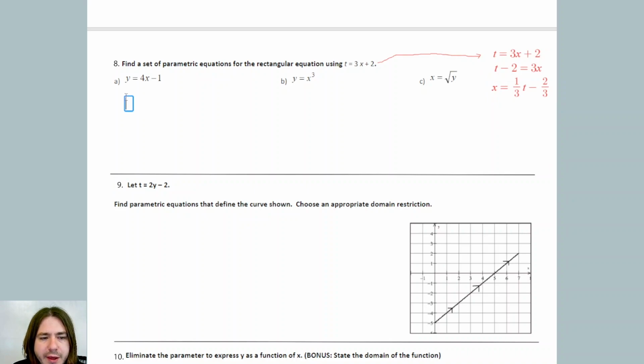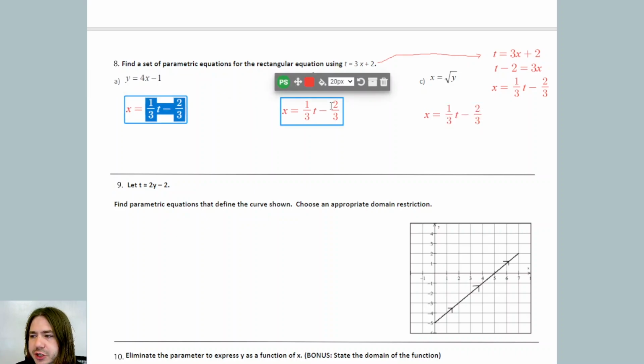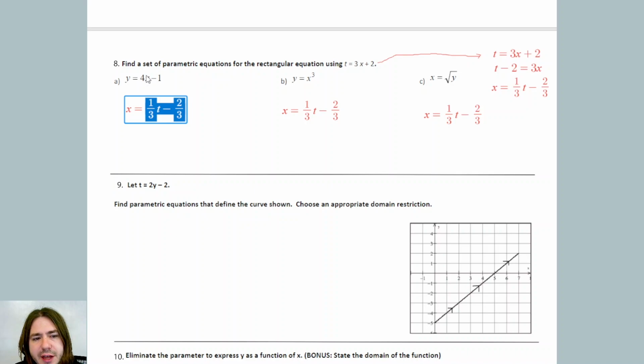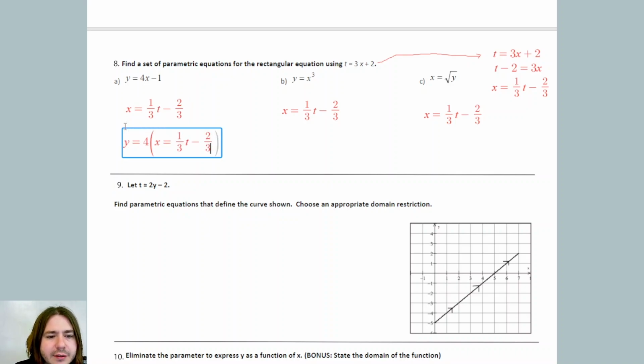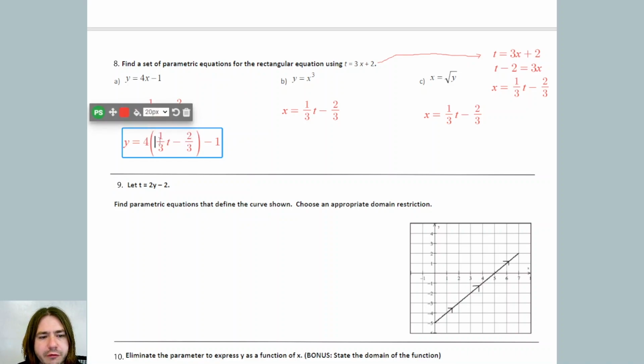And then to get the y, let me go ahead and copy and paste this for all 3 of them. To get the y, we're going to take this expression and substitute it into x right here and simplify. So I've got y equals 4 times all of that minus 1. And then to simplify this, I would distribute the 4. So 4 times 1/3 would be 4/3.